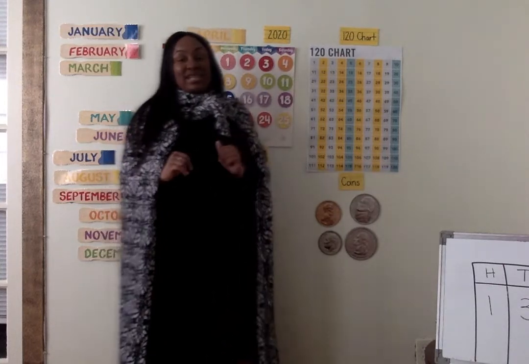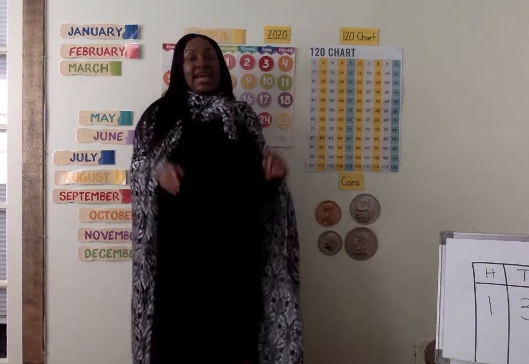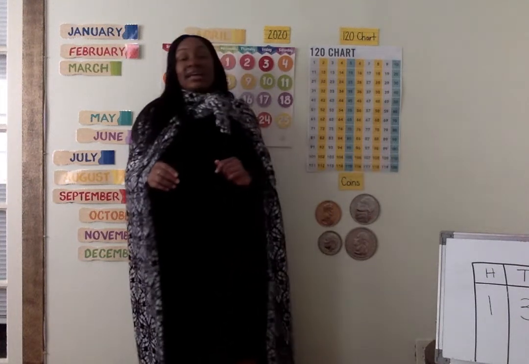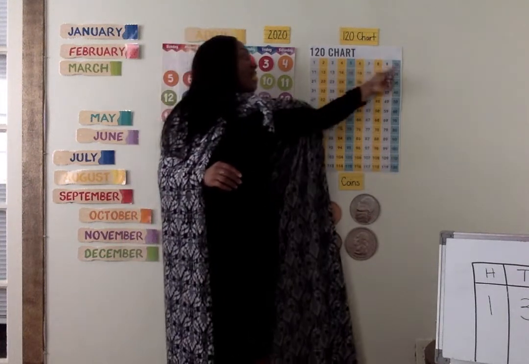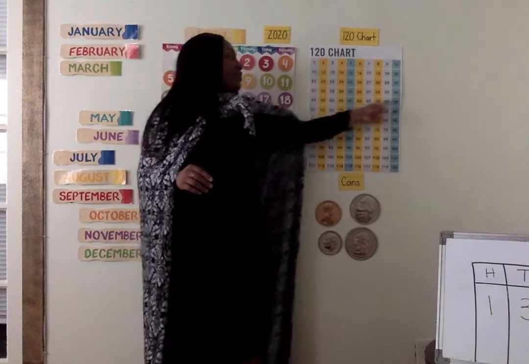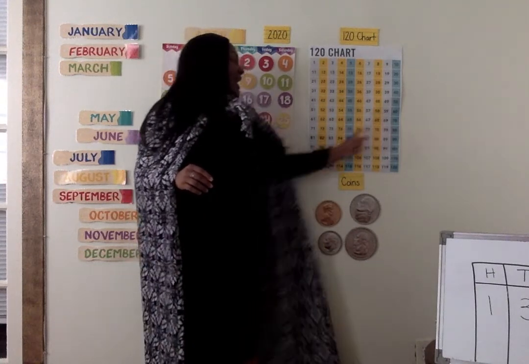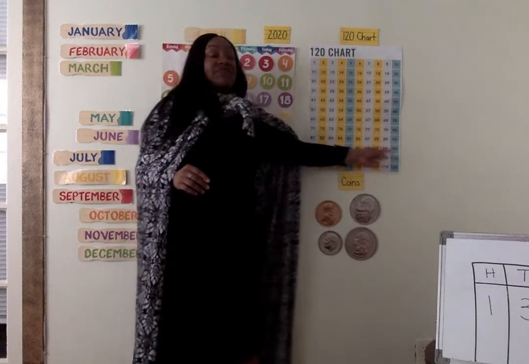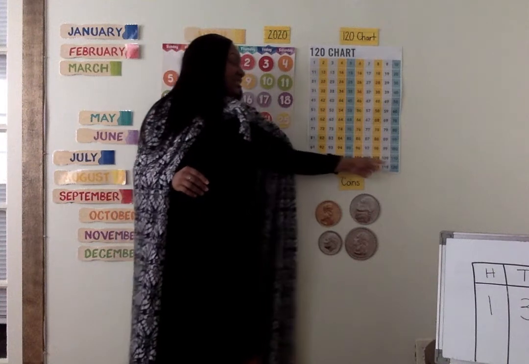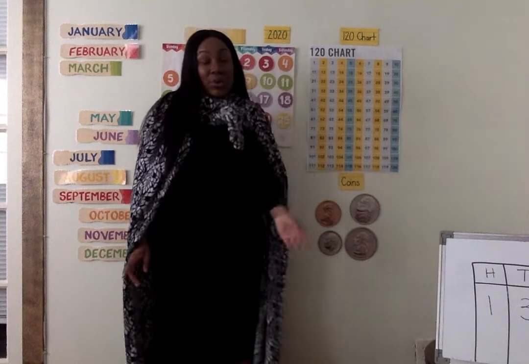Let's start at 10 and count by tens. Get ready. 10, 20, 30, 40, 50, 60, 70, 80, 90, 100, 110, 120. Count by fives, get ready. 5, 10, 15, 20, 25, 30, 35, 40, 45, 50, 55, 60, 65, 70, 75, 80, 85, 90, 95, 100, 105, 110, 115, 120. Say, woo, all done.